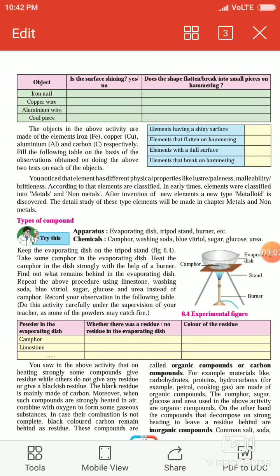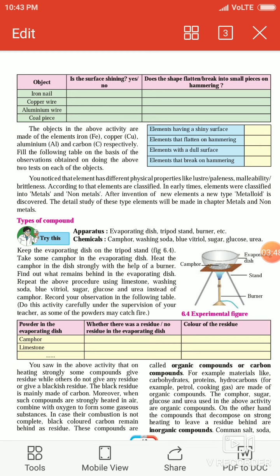Just yesterday I told you about organic compounds: organic compounds are the compounds which are combustible, which can combust easily. For example, materials like carbohydrates, proteins, and hydrocarbons are all made up of organic compounds. Petrol and cooking gas are also made up of organic compounds because they can burn, they can combust easily. The camphor, sugar, glucose, and urea used in the above activity are organic compounds, which means they burnt easily.